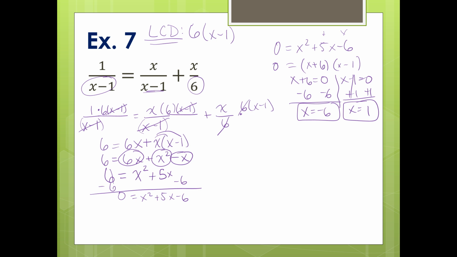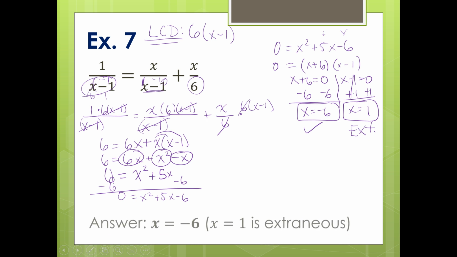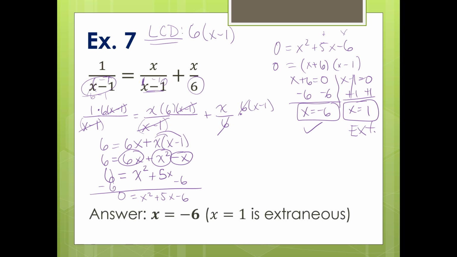Now, again, we did all this beautiful math. Let's see what happens. If we plug in negative 6 into our x in our original problem, we get negative 6 minus 1. That seems great. It's not 0. So we like the negative 6. But if we plug in the 1, we're going to get 1 minus 1, which is 0. Okay, so wherever you plug it in, it's not going to work. So the 1 is extraneous. Okay? So your answer is x equals negative 6, and your 1 is extraneous.